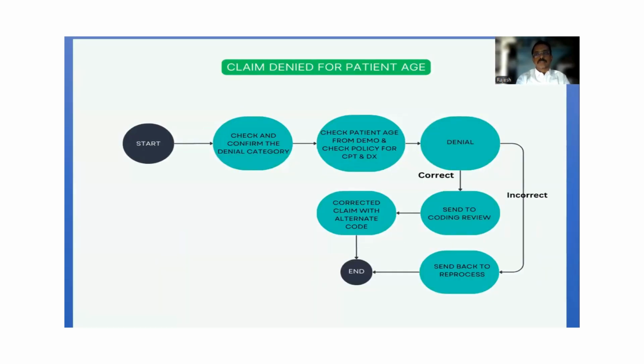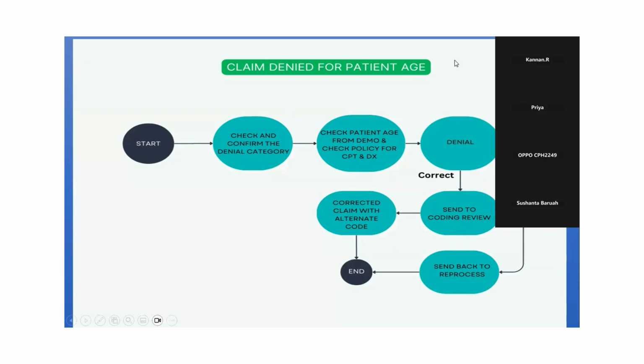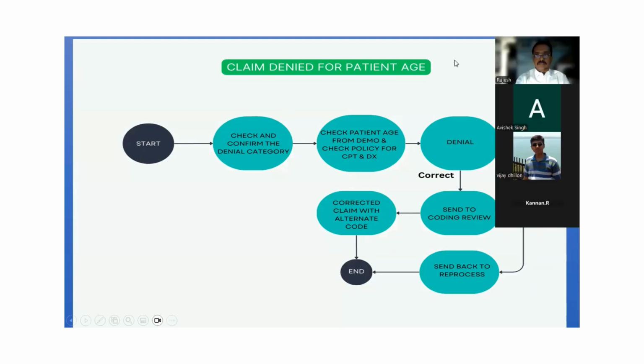Whenever you get a denial related to the patient age, what it means is the claim is billed with two different major categories. One is the CPT code, the other one is the diagnosis code. Either your diagnosis code is not matching with the patient age or your CPT code is not matching with the patient age. That is very simple. It's a coding related error. That's what we think.